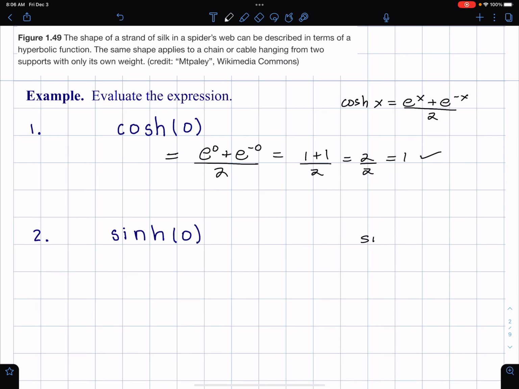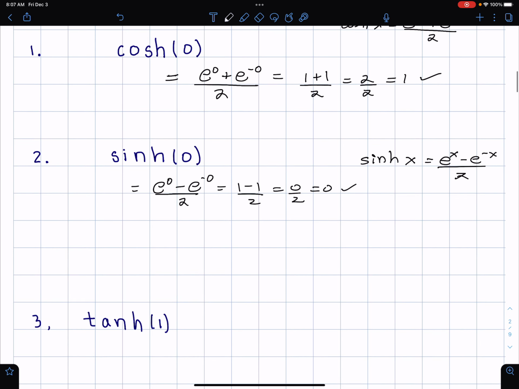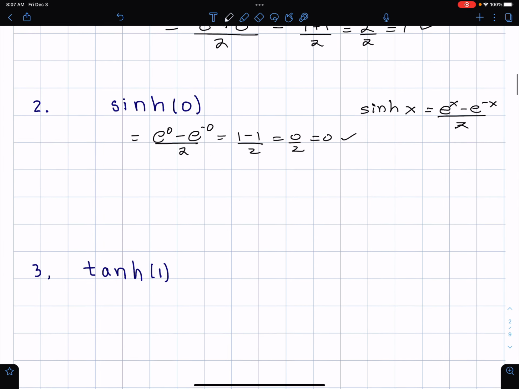And then we also have hyperbolic sine x by the definition that I showed above. It's e to the x minus e to the negative x divided by 2. So this is e to the 0 minus e to the negative 0 over 2. That's 1 minus 1 divided by 2, and that's equal to 0 over 2, which is equal to 0. And then finally, hyperbolic tangent of 1. Well, hyperbolic tangent x is hyperbolic sine x divided by hyperbolic cosine x.